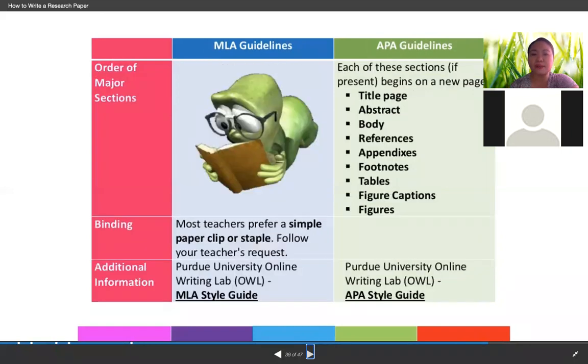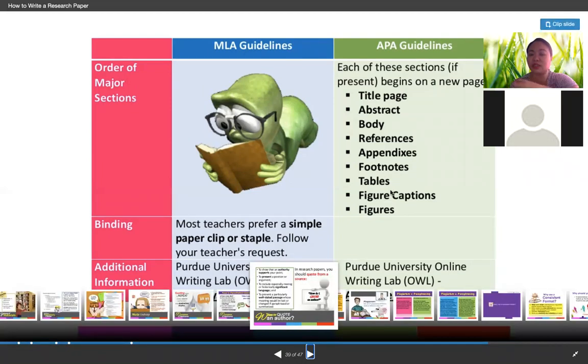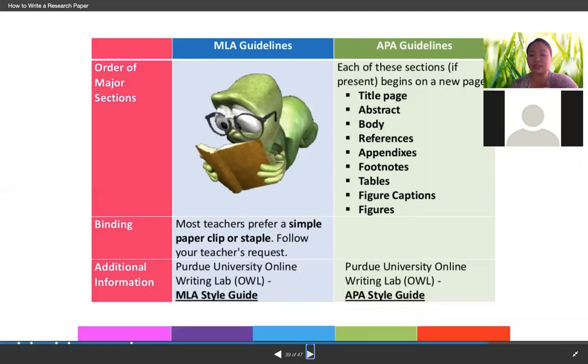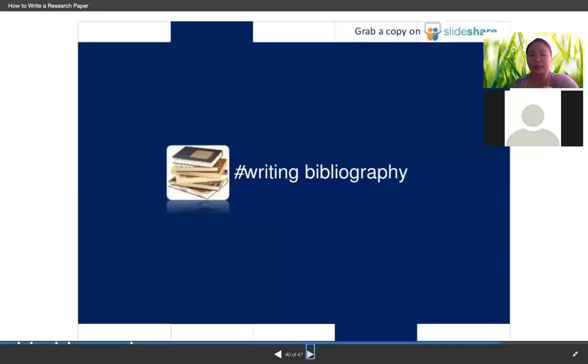Now, sa APA guidelines, mostly APA yung ginagamit natin kasi meron tayong mga ganitong elements, order of intersection, and even binding, no? So for additional information, you can also search for this, no, MLA guidelines, APA guidelines.